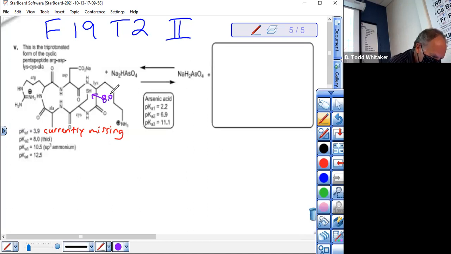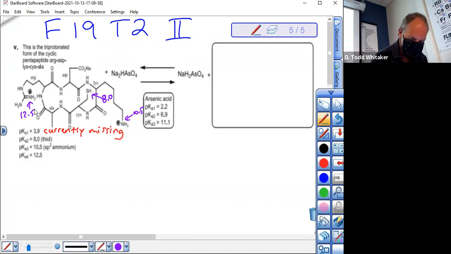And sp3 ammonium. There's 2 ammoniums on this molecule. One is sp2. It's got 3 sigmas and no lone pairs. And this one has 4 sigmas. That's sp3. So that's your 10.5. Not all of these are relevant, but I'm just going through the process of using the clues.